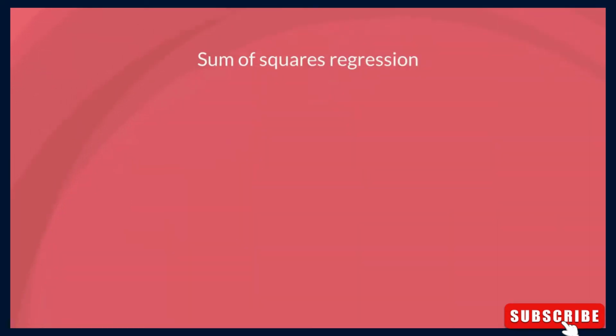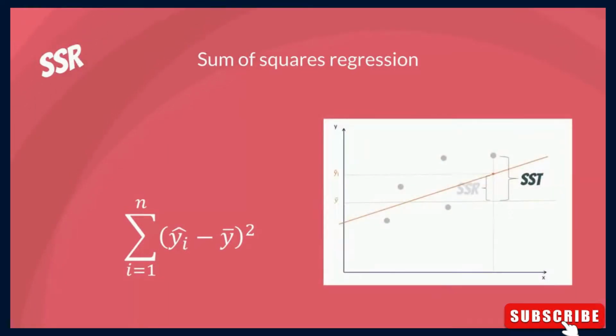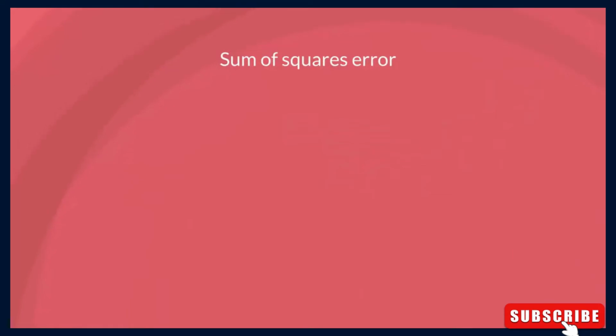The second term is the sum of squares regression, or SSR. It is the sum of differences between the predicted value and the mean of the dependent variable. Think of it as a measure that describes how well your line fits the data. If this value of SSR is equal to the sum of squares total, it means your regression model captures all observed variability and is perfect. The last term is the sum of squares error, or SSE.